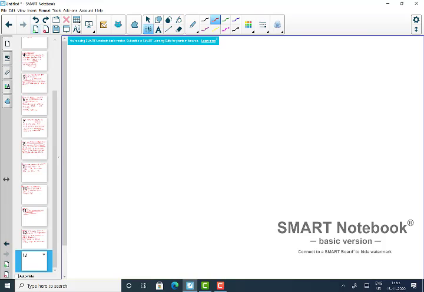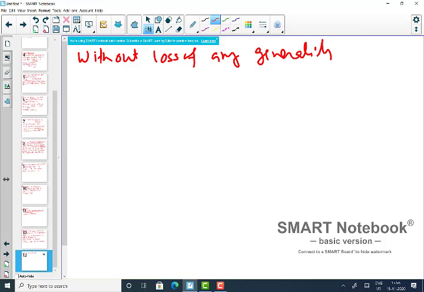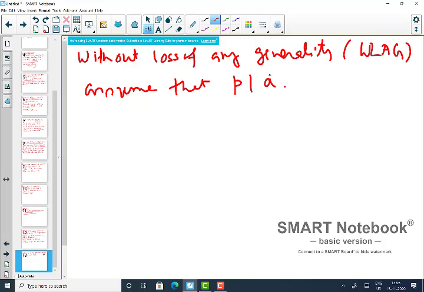So without loss of any generality, so that is WLOG, means without loss of generality. Assume that P divides A. What do I mean? I mean that you can assume that P divides B also, and the same proof is true for that.